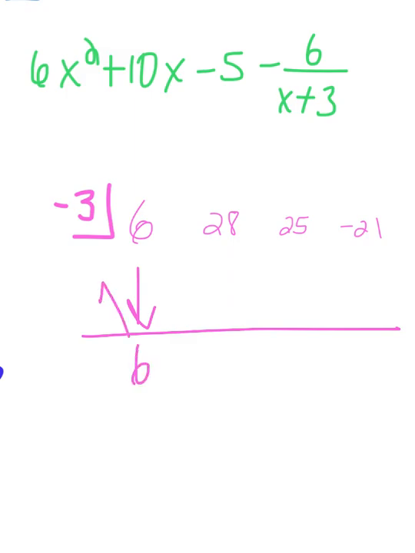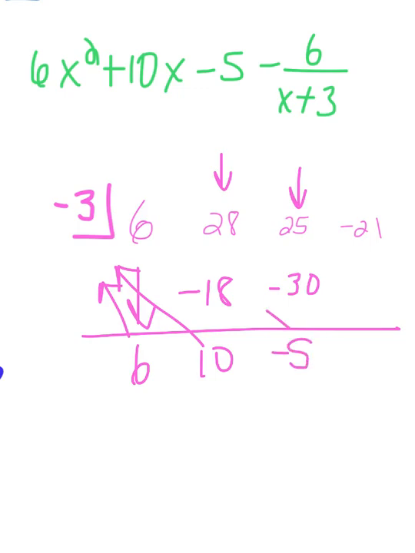So let's check. I have 6. Multiply to the corner. What's 6 times negative 3? Negative 18. If I add down, what's 28 and negative 18? 10. Go to the corner. 10 times negative 3 is negative 30. Add down, what's 25 and negative 30? Negative 5. Go to the corner. Negative 5 and negative 3? 15. Add down, I get negative 6.